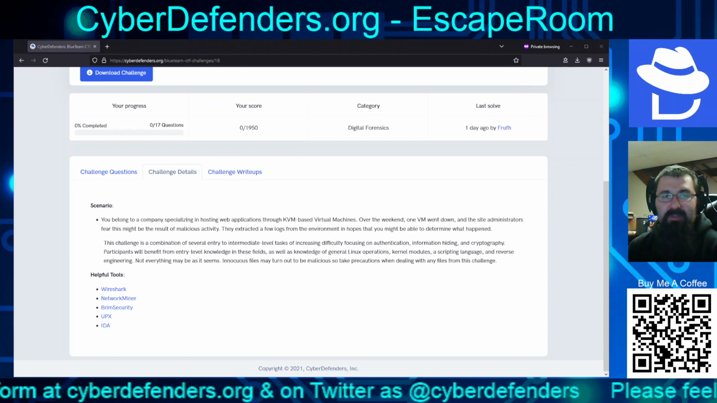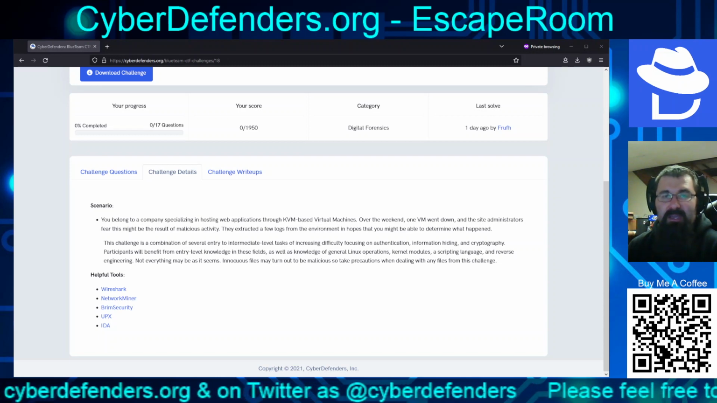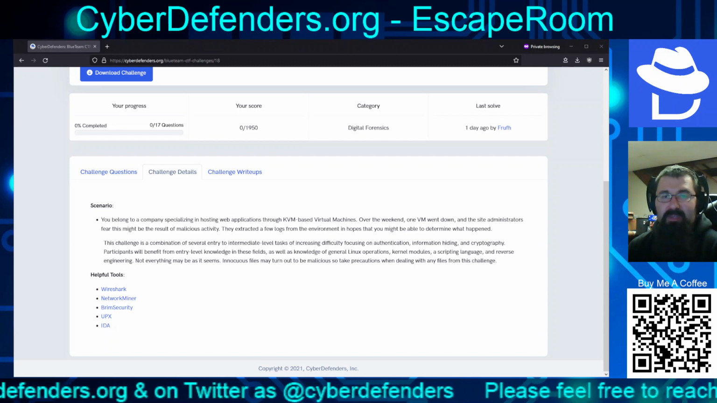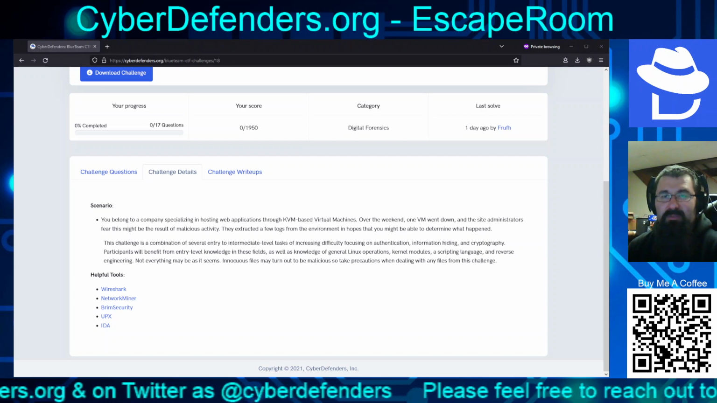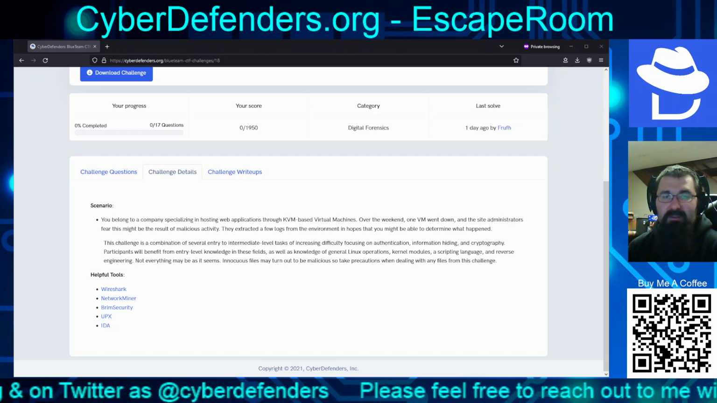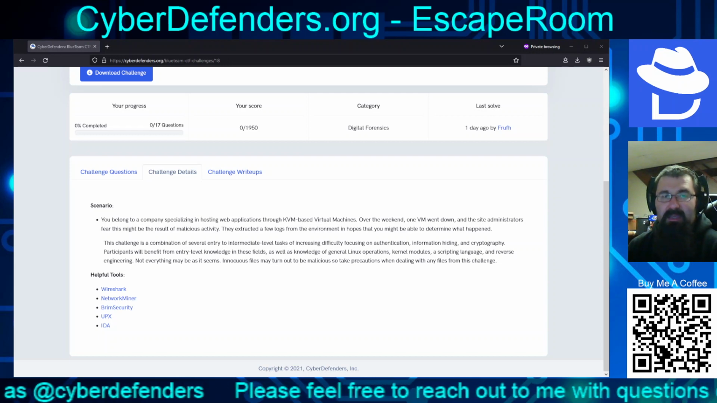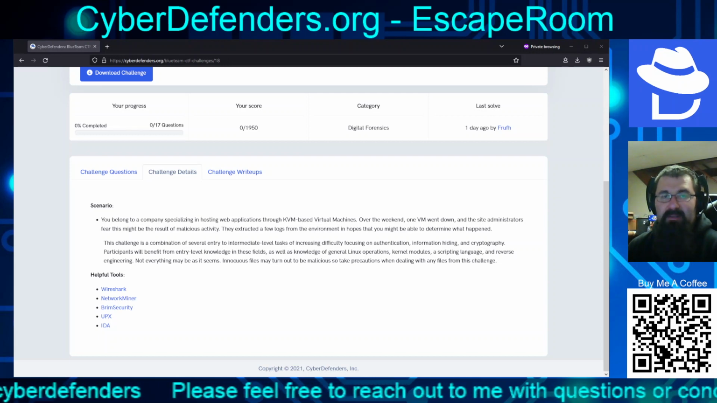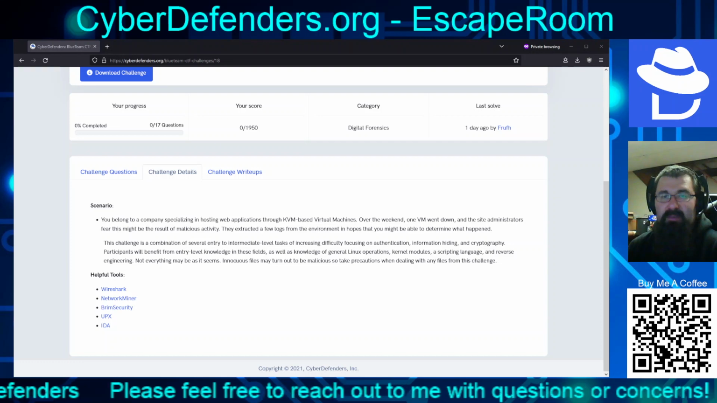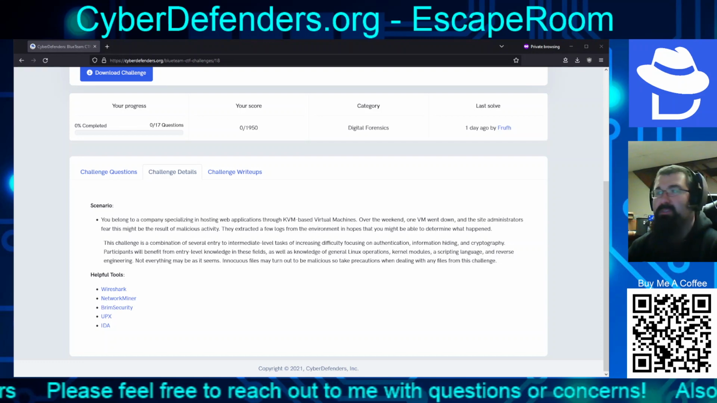Participants will benefit from entry-level knowledge in these fields, as well as knowledge of general Linux operations, kernel modules, a scripting language, reverse engineering. Not everything may be as it seems. Innocuous files may turn out to be malicious, so take precautions with dealing with any files from this challenge.